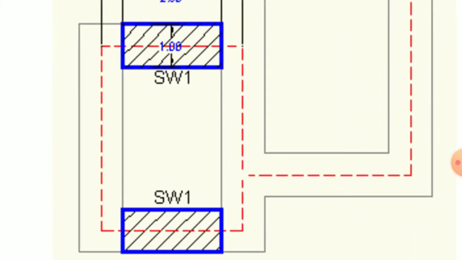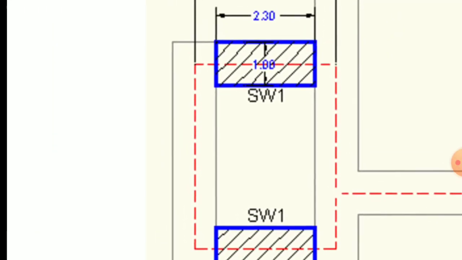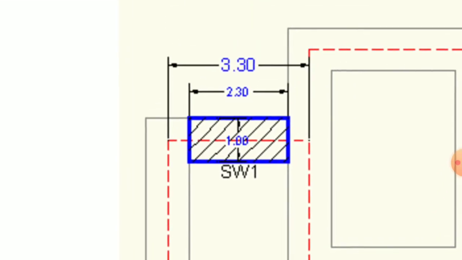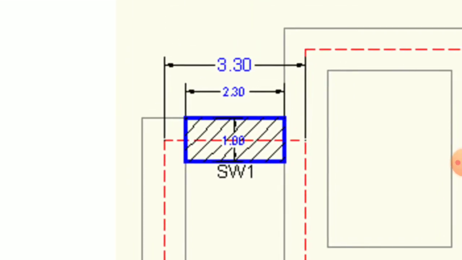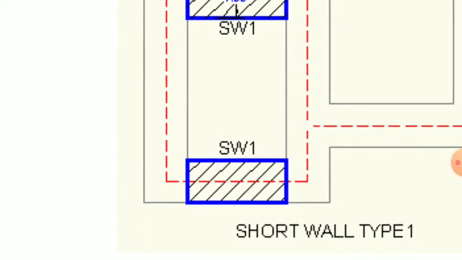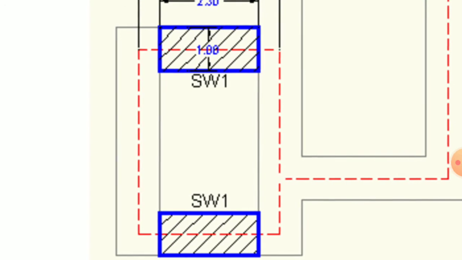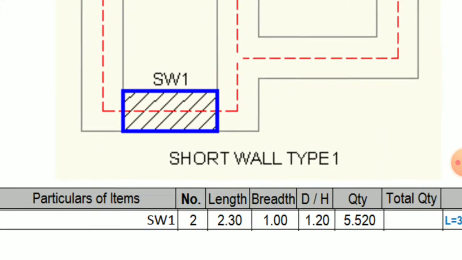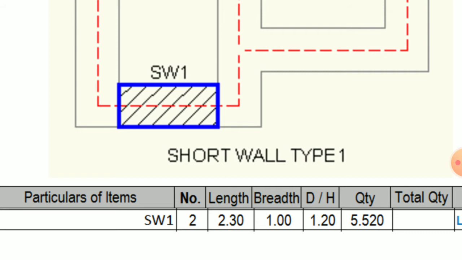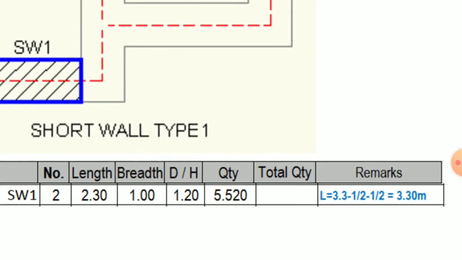Now I will take short walls. While considering long walls, we have taken up to full length. Now the short wall will be in between the foundation width. Center to center distance is 3.3 meter. Out of that, half the width of the foundation is considered towards the left and half the width towards the right while taking the vertical walls. So the net length to be considered now is 2.3 meter. There are two walls like this, short wall type 1. So we have to record two walls of 2.3 meter length. Width is 1 meter, depth is 1.2 meter, that is 5.52 meter.